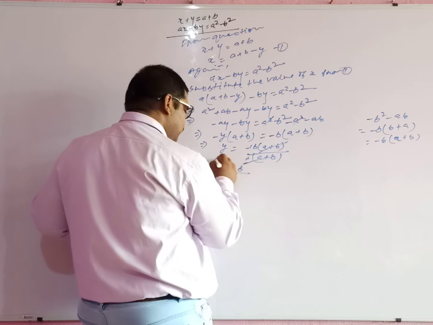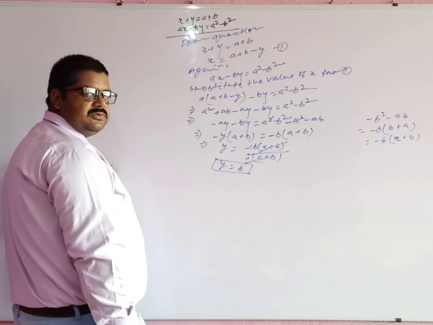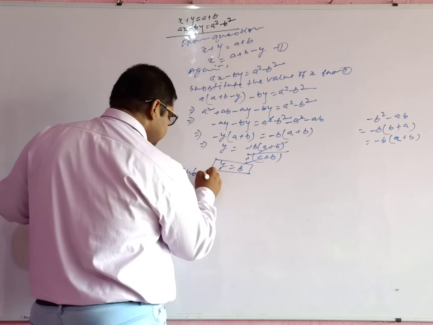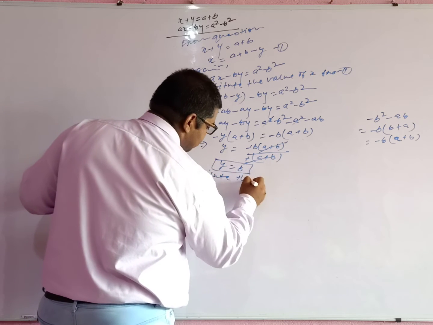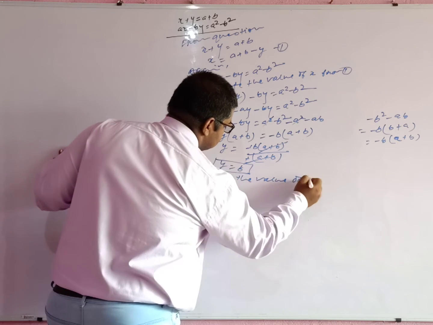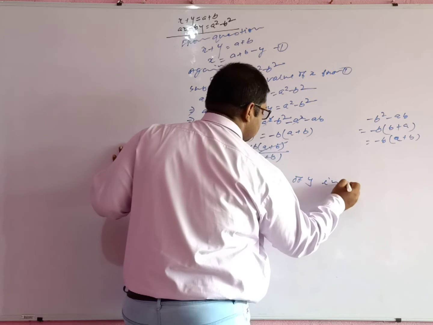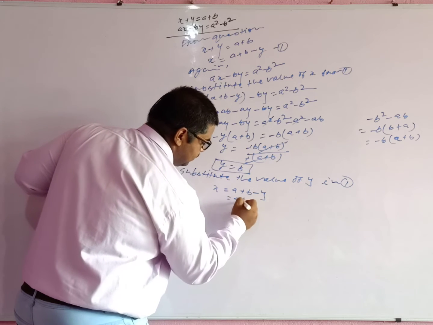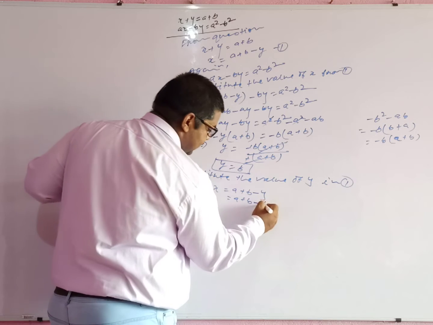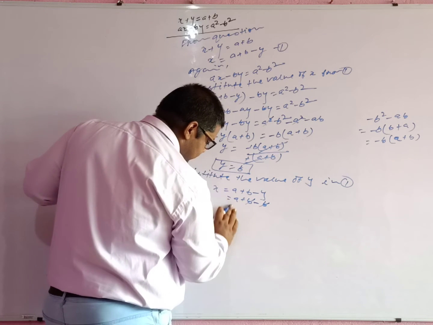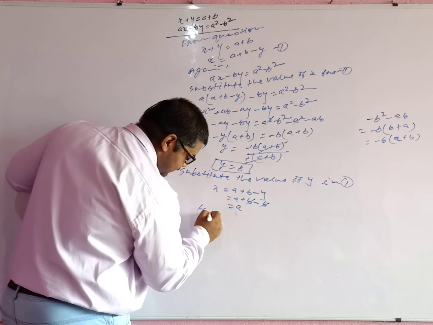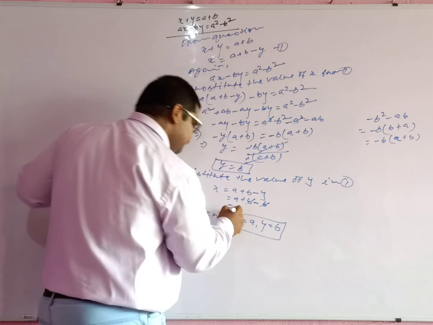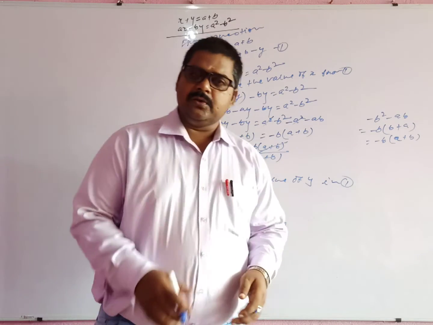So what is the value of y? Actually the value of y is equal to b, and again substitute the value of y in the first, x is equal to a plus b minus y, and if you put the value of y, that is b, then b and b cancel, so it is equal to a, and the final result is x is equal to a and y is equal to b. Hope you understand this question very well.